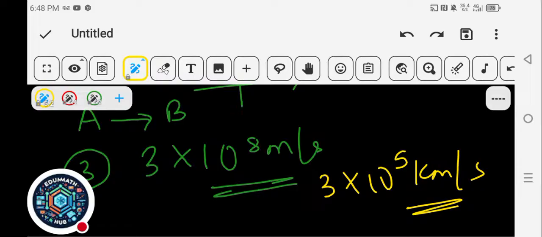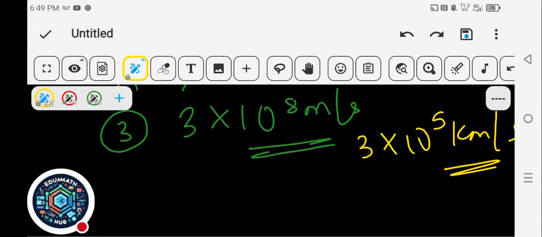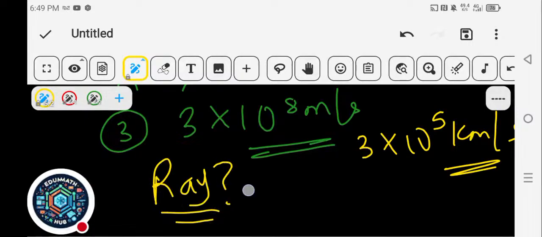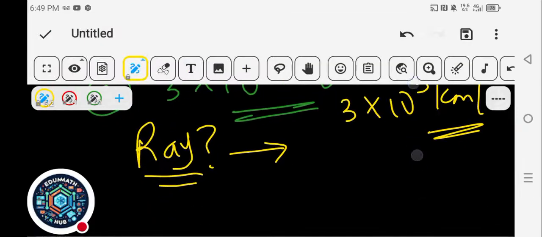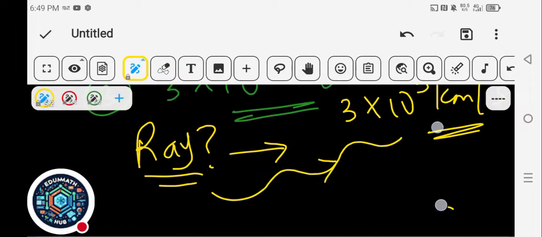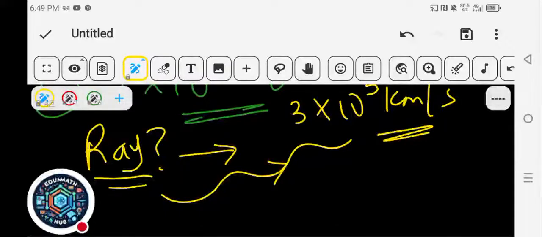Another thing to note: what is the path along which light travels? The path along which light travels is called a ray. So what is a ray? A ray can be defined as the path along which light travels. And take note of the fact that light only travels in straight lines. You cannot see light moving like a curve. So it is called the rectilinear propagation of light.